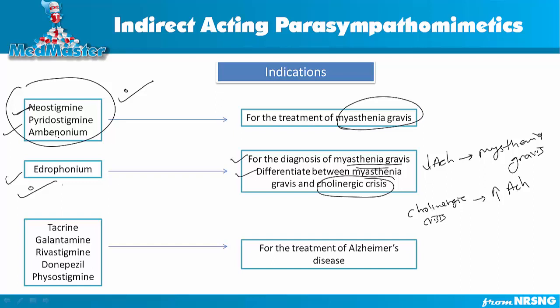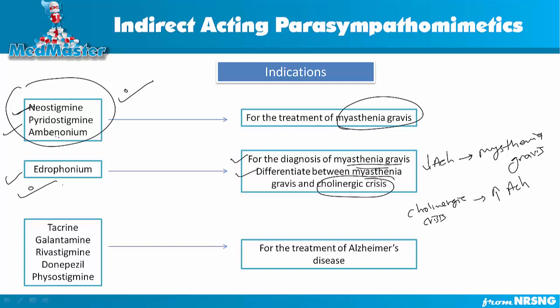And this is a really important question on the NCLEX as well: which drug is used to differentiate between myasthenia gravis and cholinergic crisis, or which drug is used to diagnose myasthenia gravis.